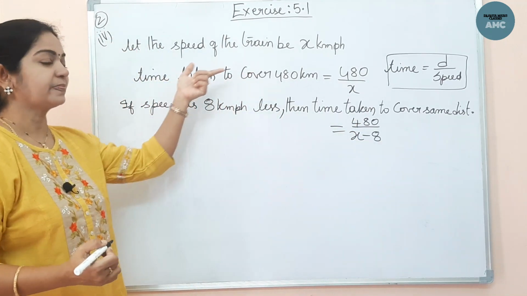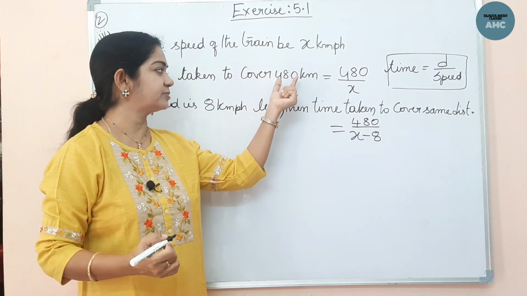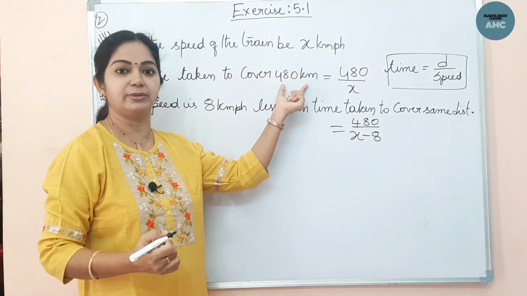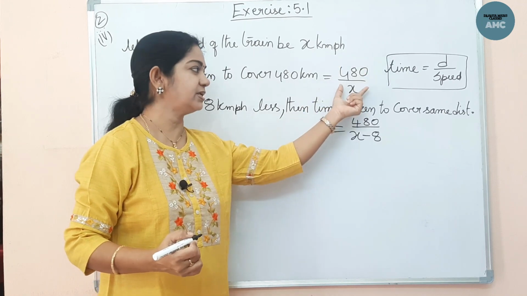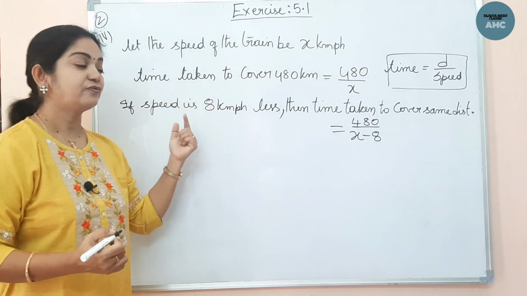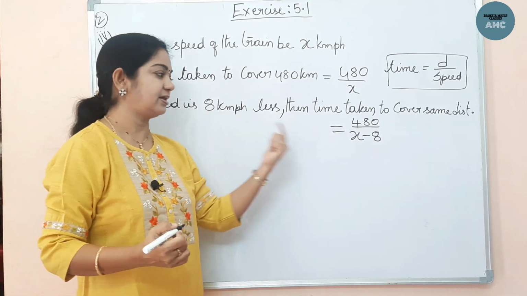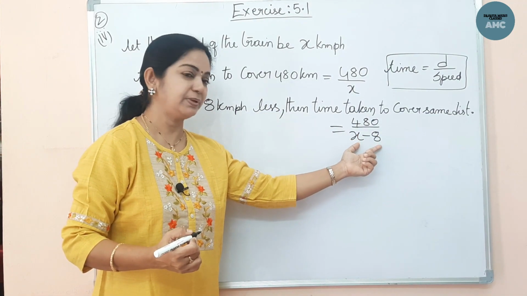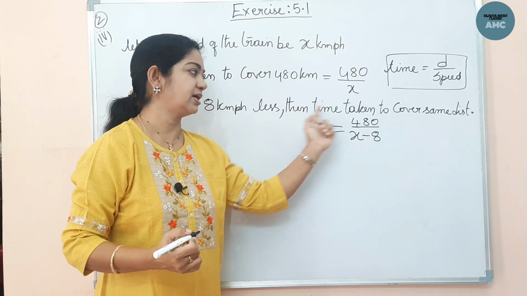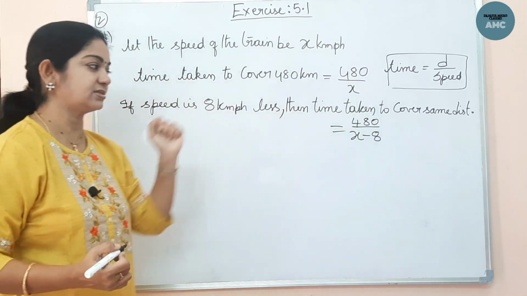First I am taking the time to cover the uniform speed. The distance is 480 kilometers. So this is distance by time, speed. Distance by speed is the time taken. Now for 8 kilometers less, that means x minus 8. So this is the speed here, this is the distance. Now the time covered for the same distance is that.